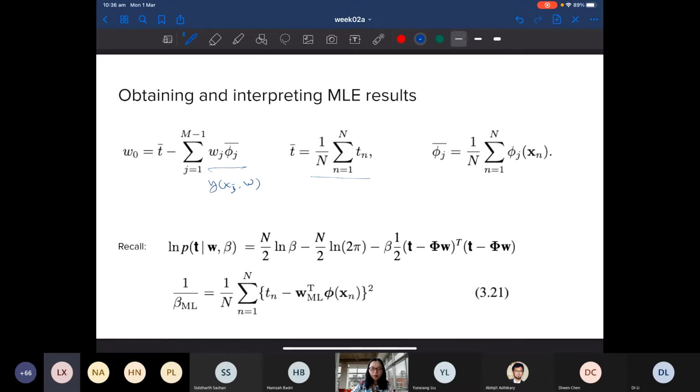Moreover, we can estimate beta, or 1 over beta, which roughly corresponds to the variance of the output with respect to the regression function. And the estimate of this is essentially the average squared deviation of the regression function from the output. That also makes intuitive sense, right?